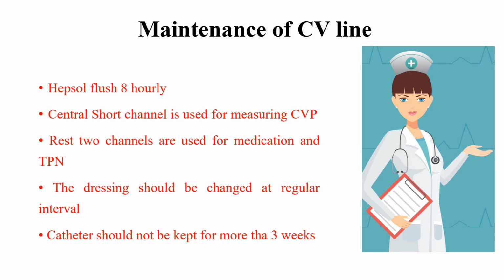Now we will see the maintenance of the CVP line. Here, every 8 hours we have to flush the lumens, and the central short channel is used for measuring the central venous pressure, and the remaining 2 channels are used for medications and TPN. The dressing should be changed at regular intervals, and catheters should not be kept for more than 3 weeks.